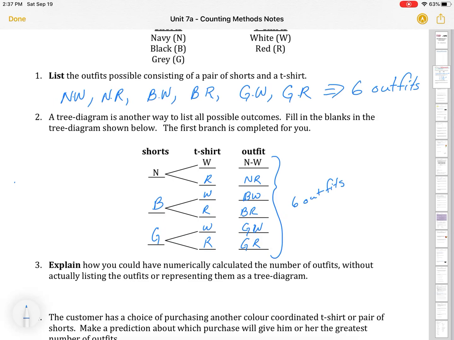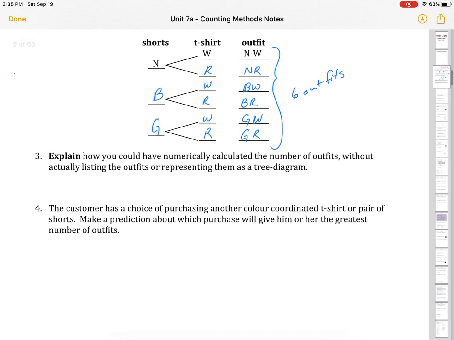Now, for this one, it's pretty straightforward. We did a tree diagram. Sometimes a tree diagram, particularly when we combine later counting methods and probability, can be very, very useful. But it also can help you map out things when you have more than one option. And here we just have 2 things, shorts and t-shirts, but sometimes you'd have shorts, t-shirts, and shoes. So the tree diagram can help us map them all out.